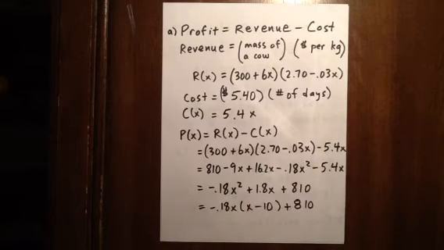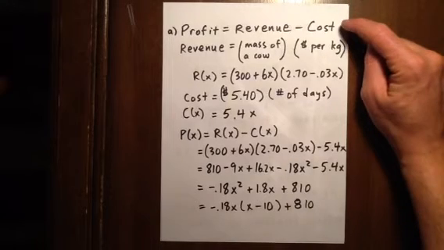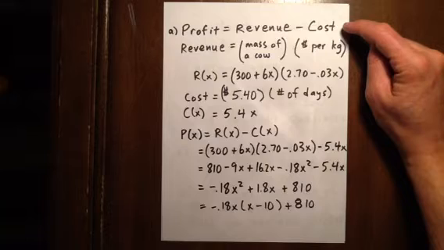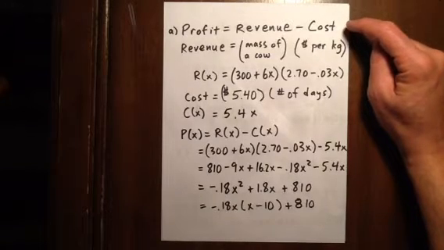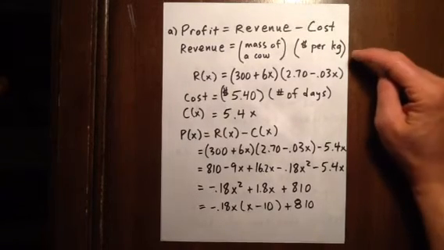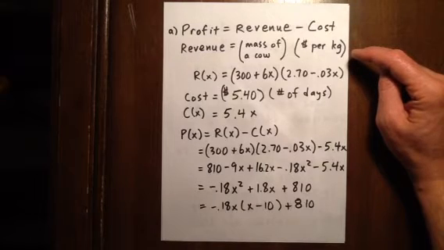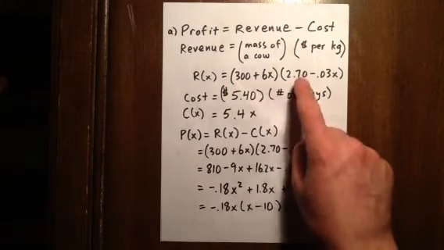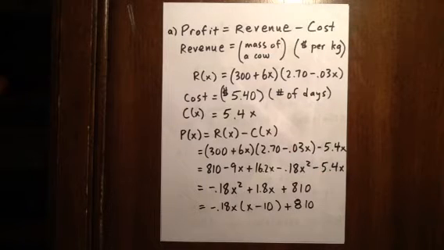So we'll start with a pretty simple idea, that profit is equal to revenue minus cost. Revenue is the amount of money we receive, cost is the amount of money we spend. Profit is the difference. Now the revenue is equal to the mass of the cow times the price per kilogram of the cow. So we start in this case with a 300 kilogram cow coming in at $2.70 per kilogram.